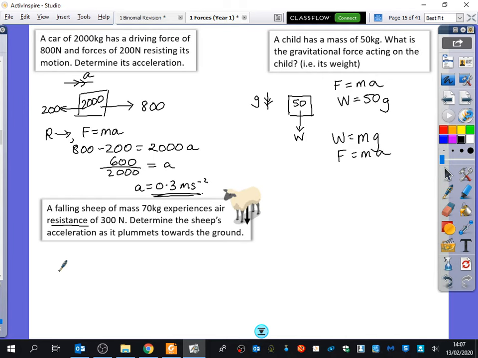It's a bit like if someone jumps out of a plane, they start off accelerating quite fast, but then they have a parachute, and the parachute changes their acceleration. Just because they're falling doesn't mean they're falling at 9.8.